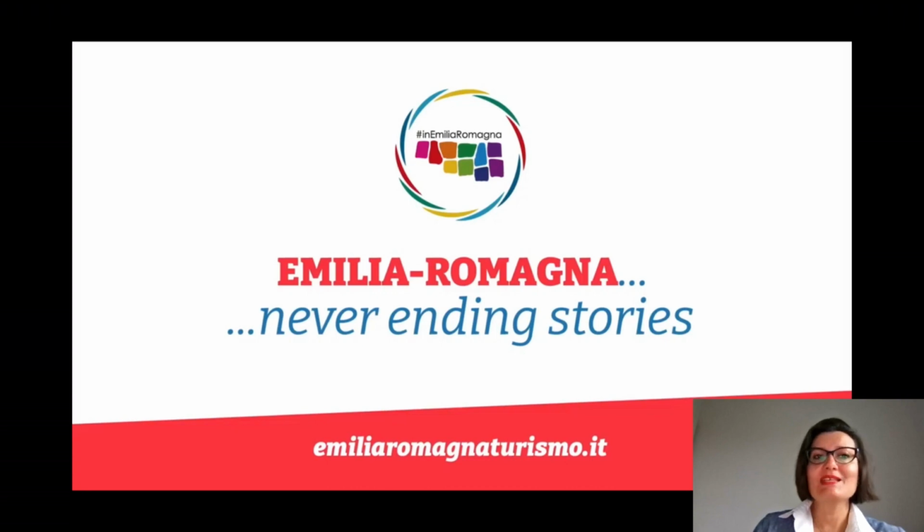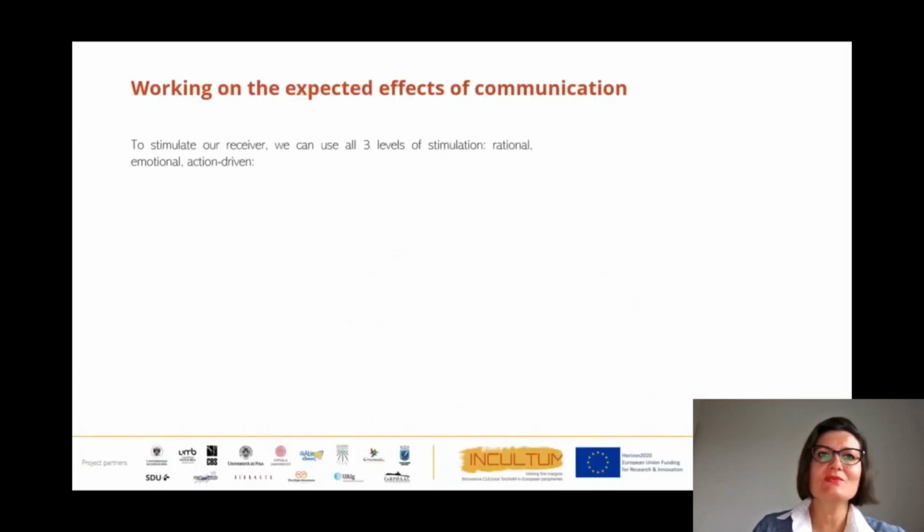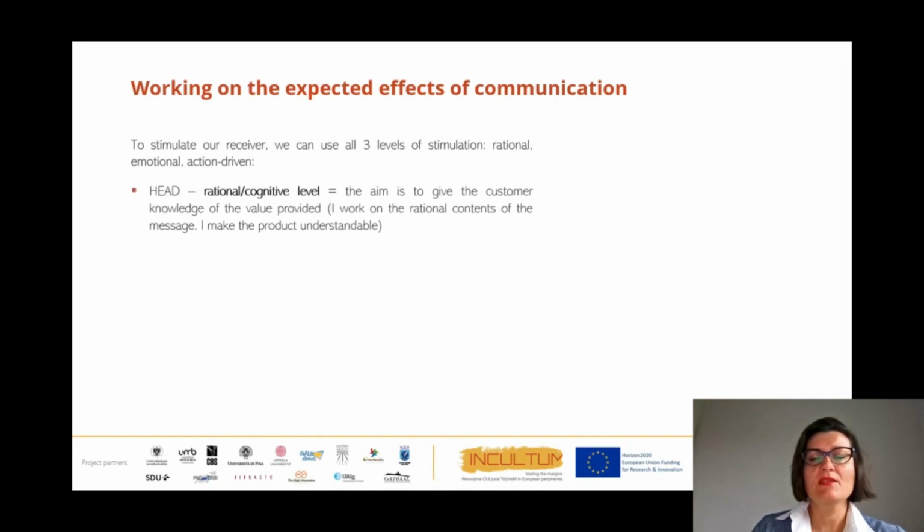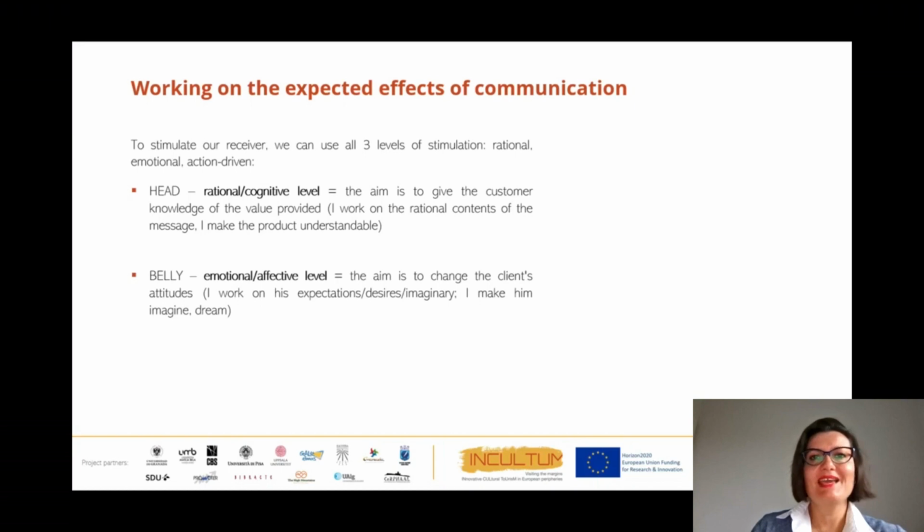With the next slides, we take the reasoning of marketing communication a step further. Marketing communication also works on the effects that the sender, in our case the destination, wants to produce on its receiver, for instance, tourists. To stimulate these effects, it is possible to work at 3 levels: rational, emotional, and action-driven. The rational level, which I call head, performs the function of explaining the object of communication and making the receiver aware of what we are talking about and proposing. The emotional level, which I call the belly, aims to arouse emotions and empathic, affective reactions in the receiver, for example, amusement, surprise, emotion, dream, evocation of memories, and many other emotions.